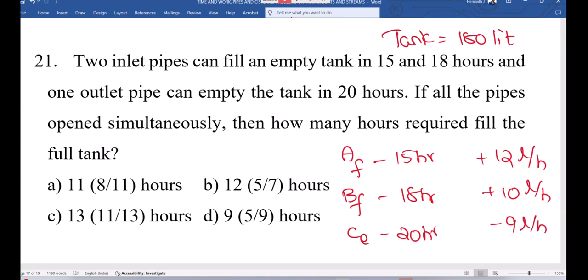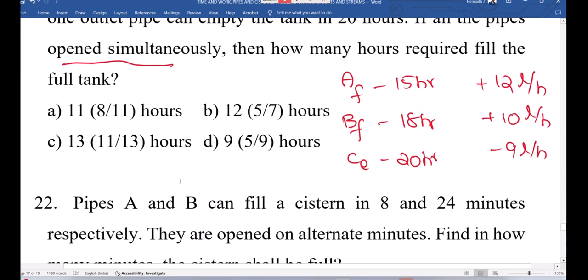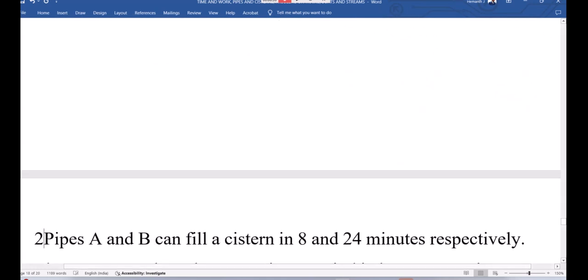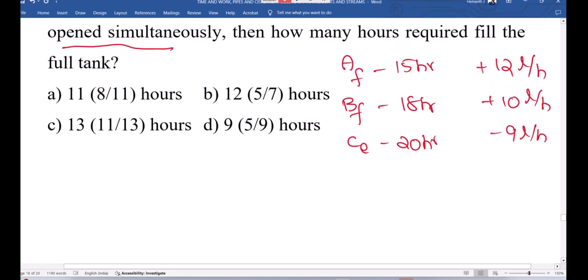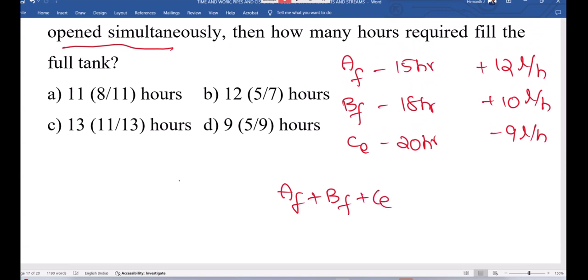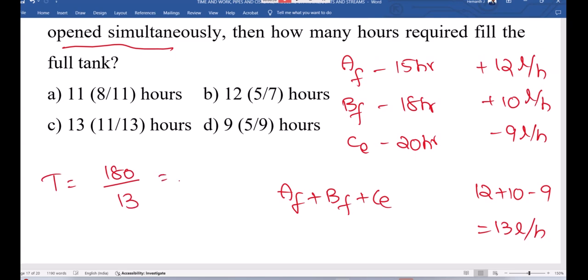They said all pipes are open simultaneously. So when all three are open, the efficiency will be 12 plus 10 minus 9, which is 13. Plus only means filling, obviously. So you have a total of 180, you are filling 13 liters per hour, which is 180 by 13 hours. So option C is correct.